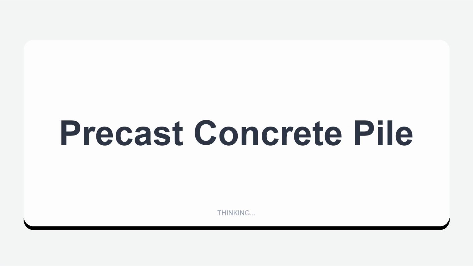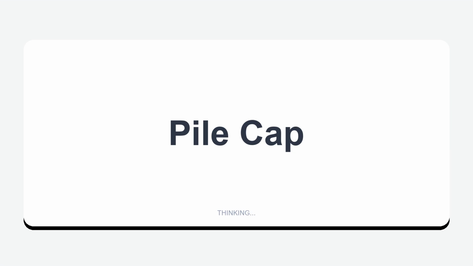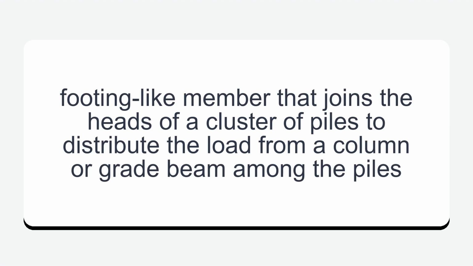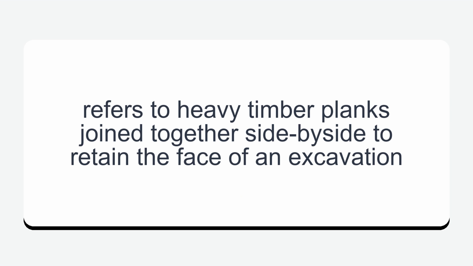Precast concrete pile: has a round, square or polygonal cross-section and sometimes an open core, often prestressed. Pile cap: footing-like member that joins the heads of a cluster of piles to distribute the load from a column or grade beam among the piles. Lagging: refers to heavy timber planks joined together side by side to retain the face of an excavation.